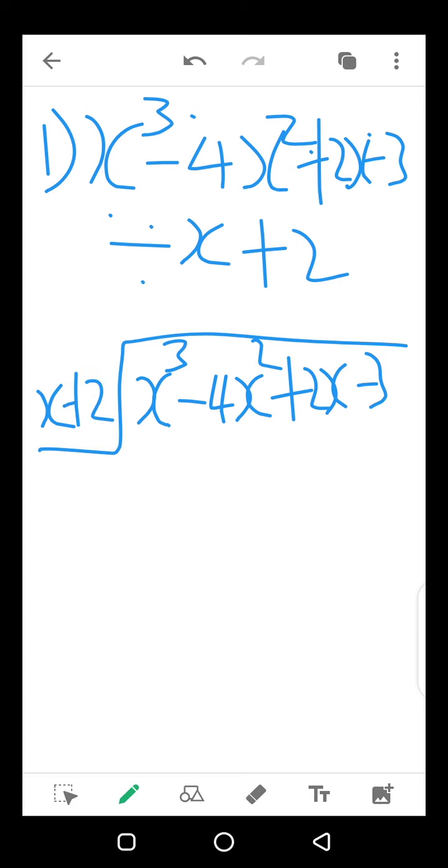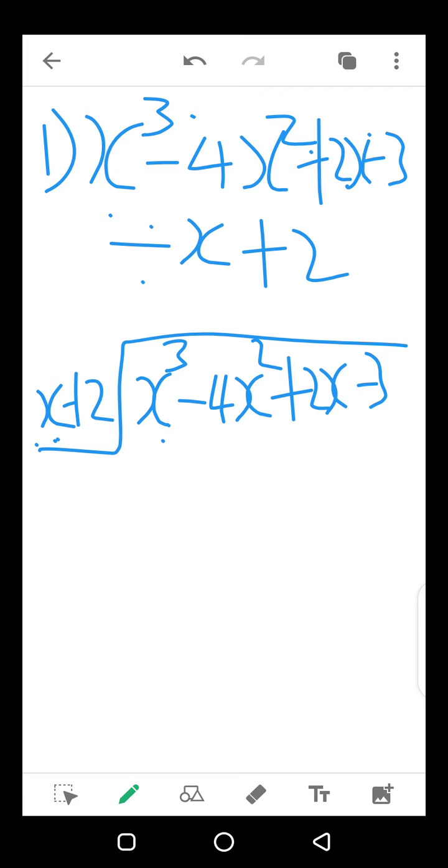Now in dividing, we pick the highest degree in the divisor and use it to divide the highest degree in the dividend. This one just has 1 degree in the divisor, which is x raised to power 1. In the dividend, the highest degree is x raised to power 3. So we are using the x to divide the x raised to power 3. So we are going to have x raised to power 3 divided by x.